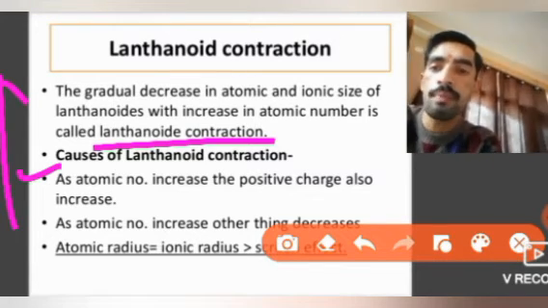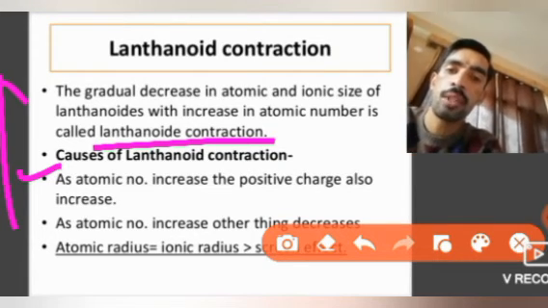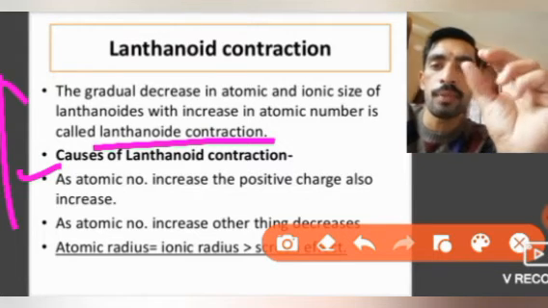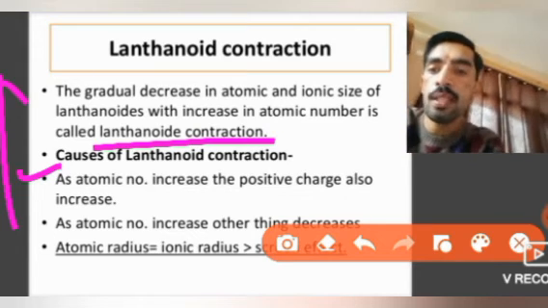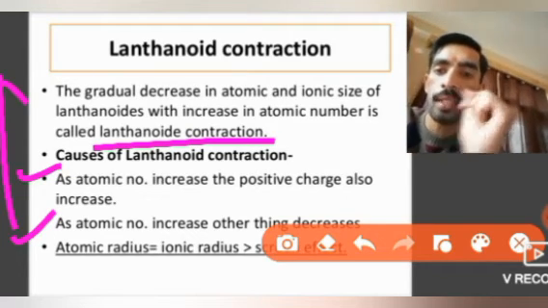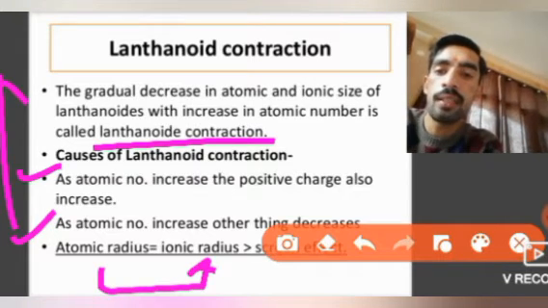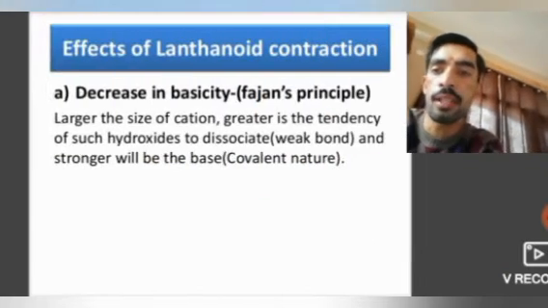There are some causes. As atomic number increases, the positive charge also increases in the nucleus. Because of that positive charge in the nucleus, the size of the nucleus is becoming bigger and bigger. It increases, but the outermost shell remains the same. So as atomic number increases, other things decrease. Atomic radius will increase, ionic radius, which is greater than the screening effect. Now what is screening effect? It is the same as the shielding effect we have studied.